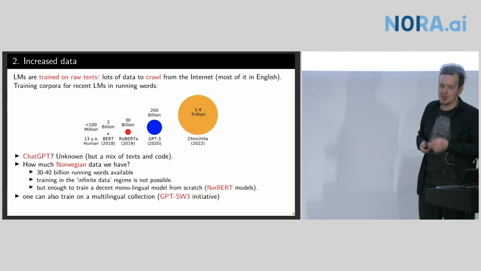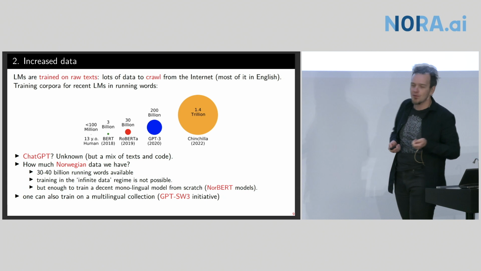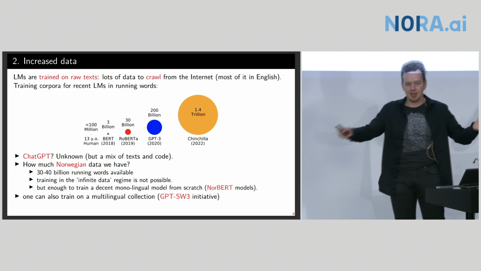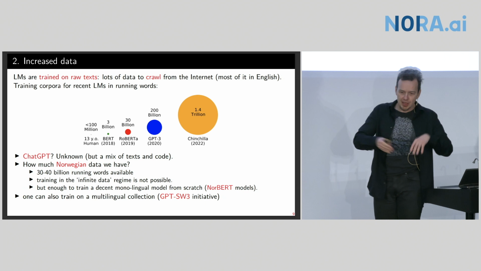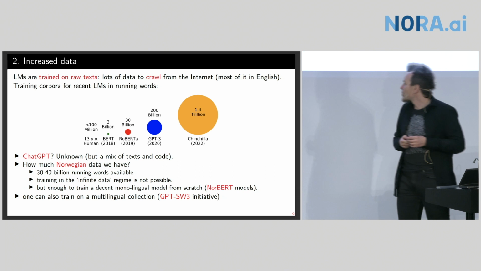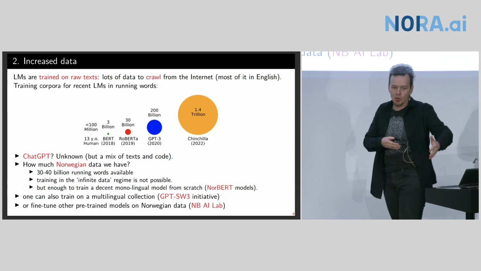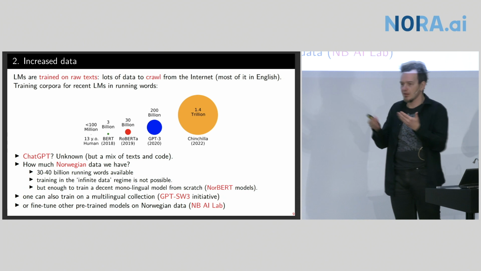For example, that's what the Swedes are doing now. They're training the so-called GPT-SW3 model on all Nordic languages. So they have a large text collection, which includes texts in Swedish, Norwegian, Icelandic, Danish, etc. And they're training just one large multilingual model. Or one can also fine-tune other pre-trained models on Norwegian data. That's what the National Library AI Lab has done in the past, and I think is still doing now.